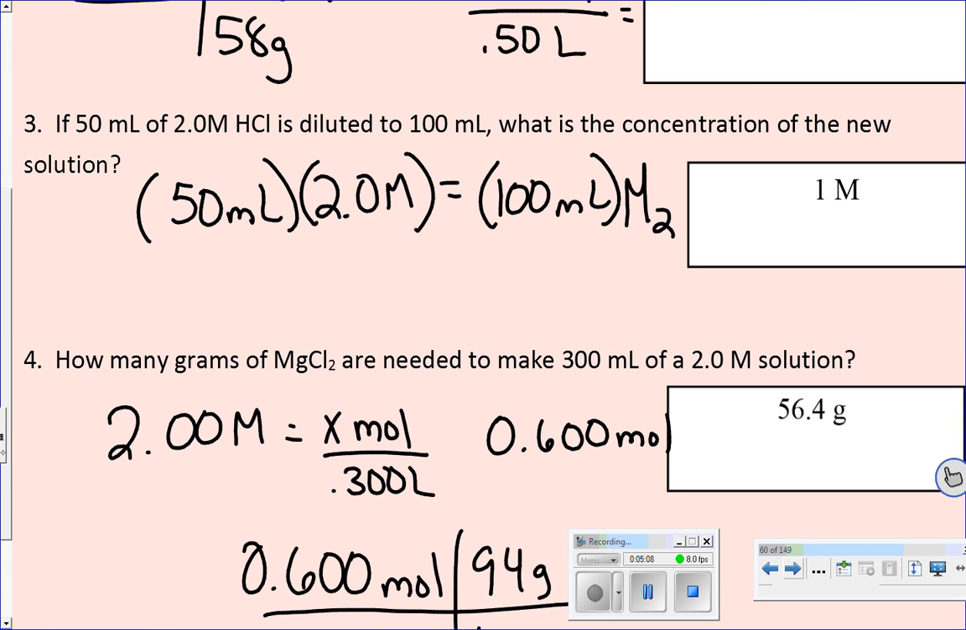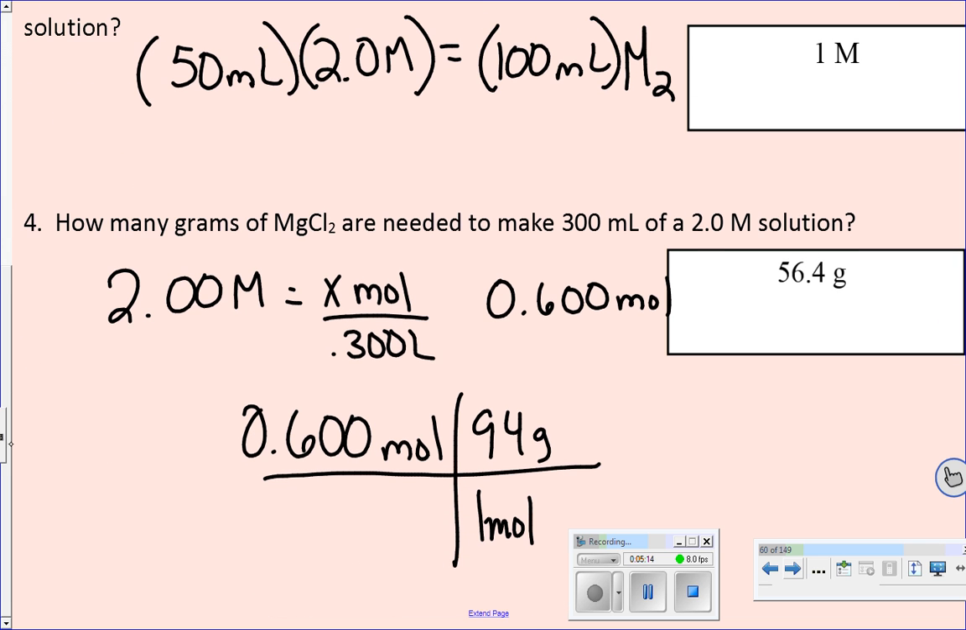The next one was a dilution calculation, so M1V1 equals M2V2. And finally, the last one, you actually have to start with molarity. Remember, your 300 mils is 0.3 liters, and then you had to end that one up with a mole calculation, 0.6 moles times your 94 grams. And that wraps up concentration.